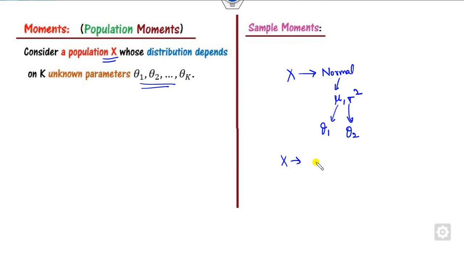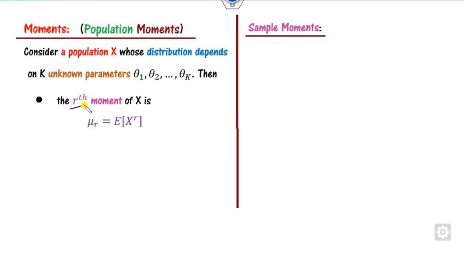Similarly, if you consider X to be binomially distributed, how many unknown parameters are in the binomial distribution? One is n, second is p. So this is my theta 1 and this is my theta 2. So the unknown parameters involved in the distribution are denoted theta i. Then we define the rth population moments, denoted by mu r. When I consider mu 1, that is r is 1, it is nothing but my expected mean. If r is 2, then it is E of X square, and so on.